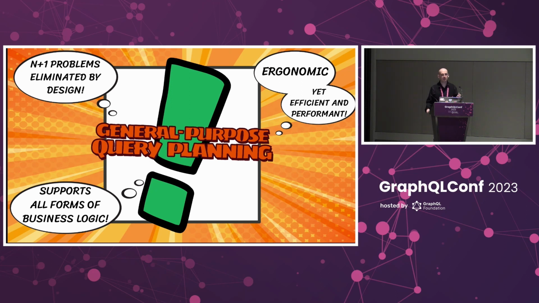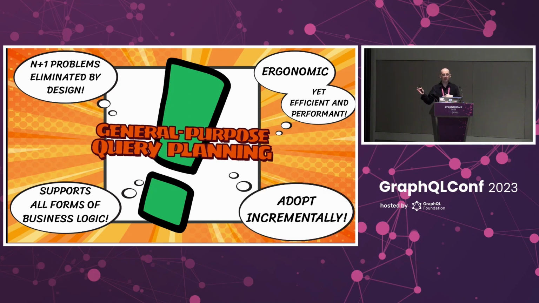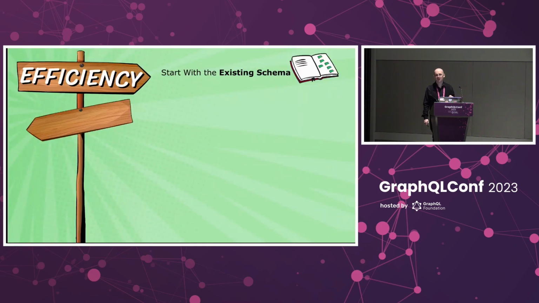And you can adopt it incrementally. Though GraphFast uses this plan resolver system, which is a completely independent execution model to resolvers, we support a resolver compatibility layer, which means that the vast majority of existing GraphQL.js schemas should already work with GraphFast. So, the first step in your GraphFast journey to efficiency starts with your existing schema.